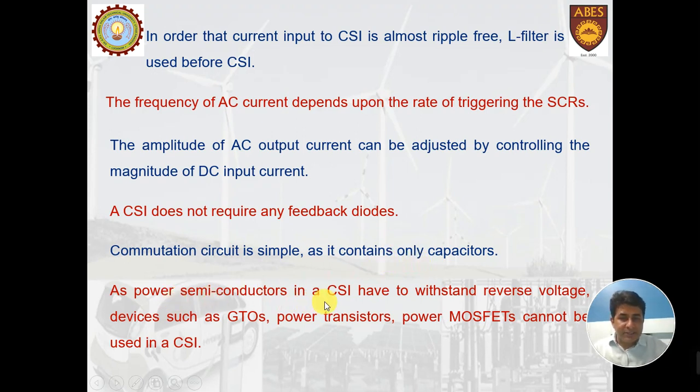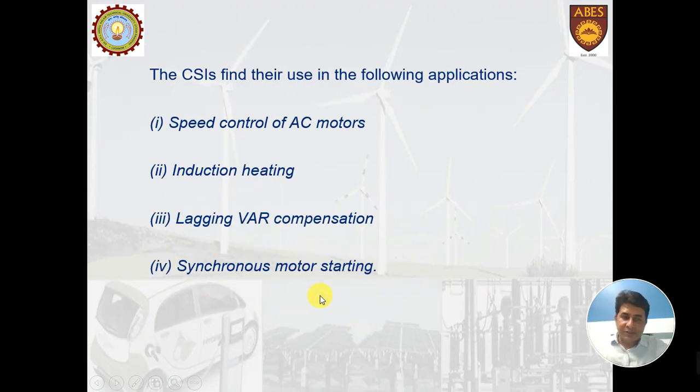As power semiconductors in a CSI have to withstand reverse voltage, devices such as GTO, power transistors, and power MOSFETs cannot be used in a CSI. You will invariably find that CSIs are designed and made with the help of thyristors. So the switching devices used in CSIs are mostly thyristors, that is, the SCRs.